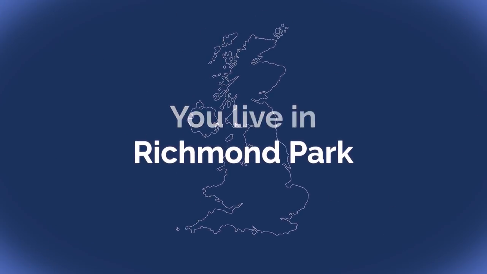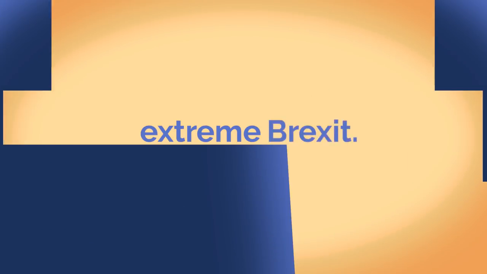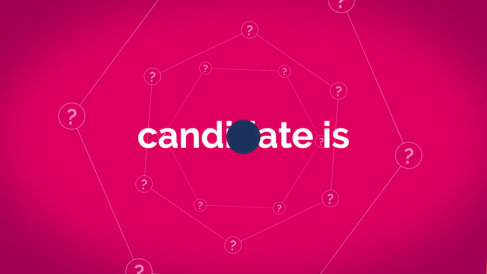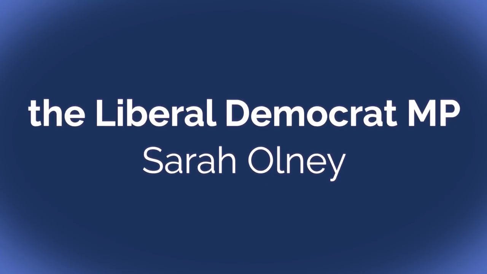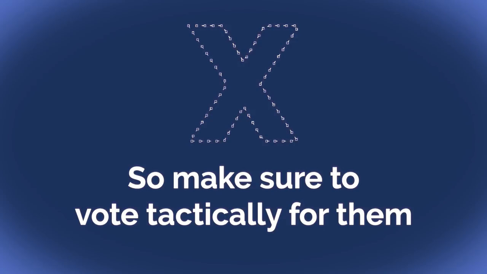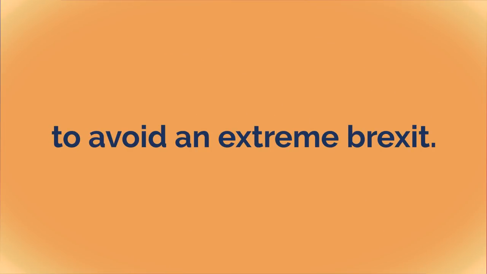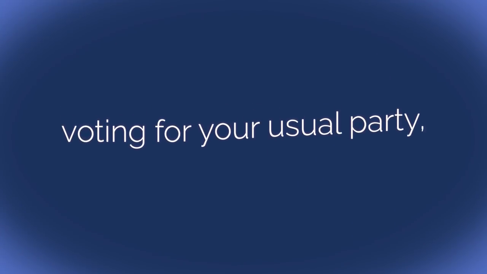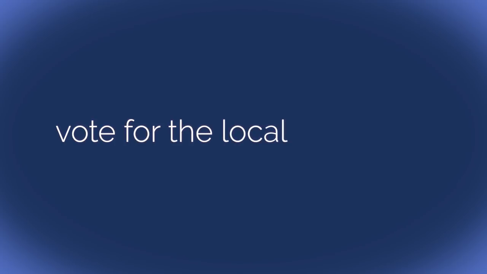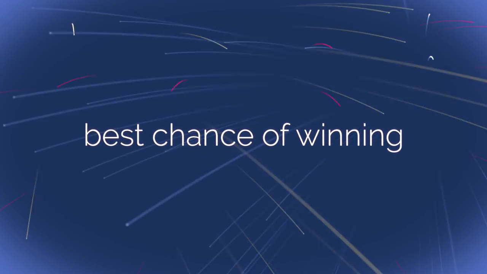You live in Richmond Park, so your anti-extreme Brexit candidate is the Liberal Democrat MP, Sarah Olney. So make sure to vote tactically for them on June the 8th to avoid an extreme Brexit. So what is tactical voting? The idea is simple. Instead of voting for your usual party, vote for the local candidate with the best chance of winning, who's willing to fight an extreme Brexit.